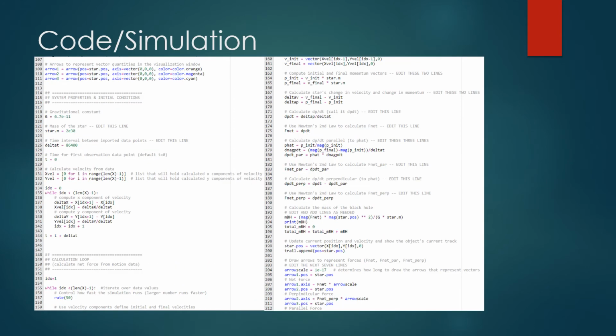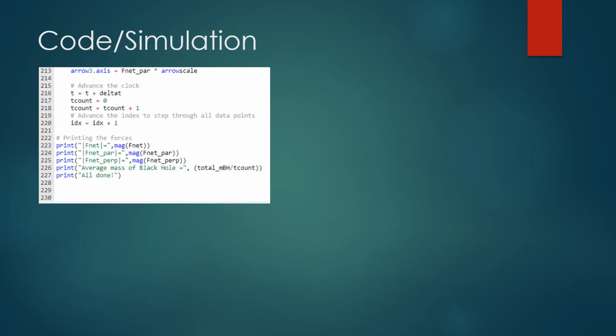Lines 119 through 128 are used to set our initial conditions, while lines 155 to the end of the code are used to keep track of our force components, our momentum components, velocity components, and also to calculate our mass at each time step. The last 5 lines simply print out our net force's magnitude alongside its components' magnitudes, alongside the mass of the black hole itself.